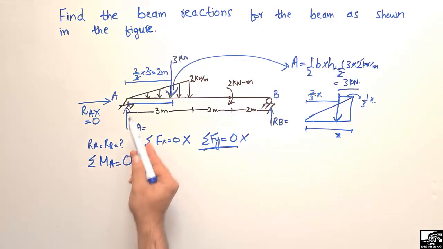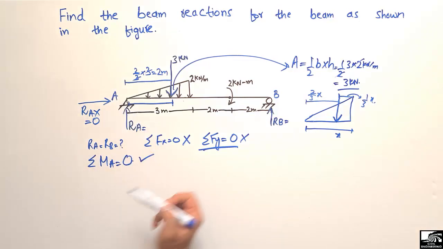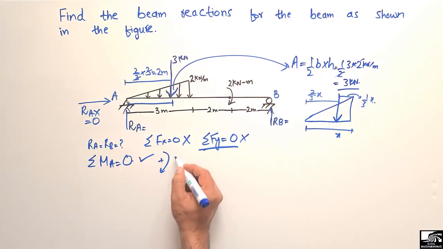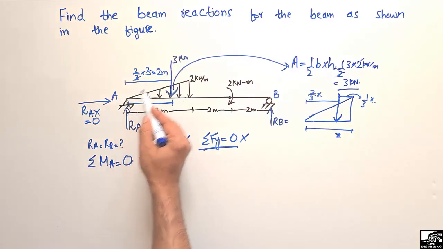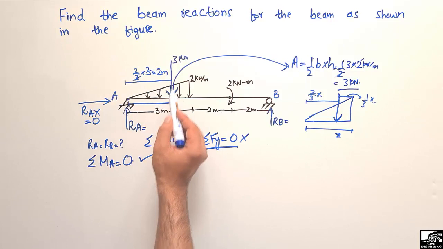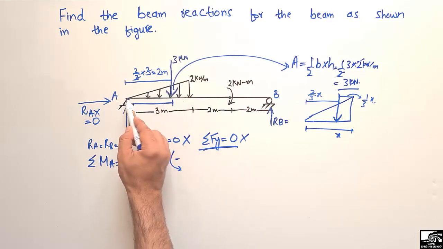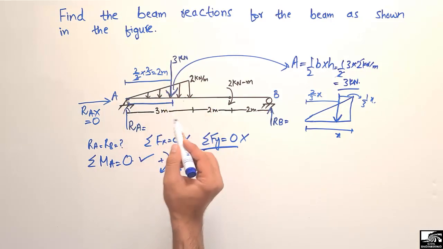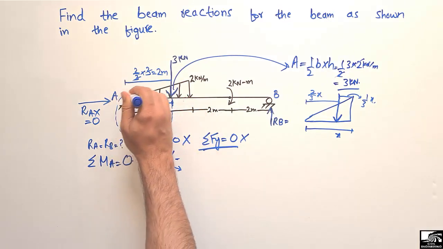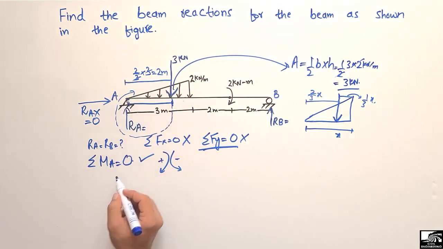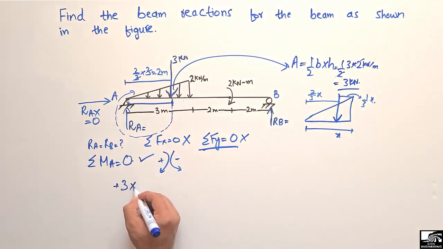And we consider the summation of moment at point A equal to 0. And let's consider the clockwise moment is taken as positive and anti-clockwise moment is taken as negative. This is just our sign assumptions. So starting the moment from this end, the first load that creates the moment about point A is this concentrated load 3 kilonewton, and it acts in the clockwise direction about point A. So the clockwise direction is positive, so plus 3 multiplied with the moment arm.